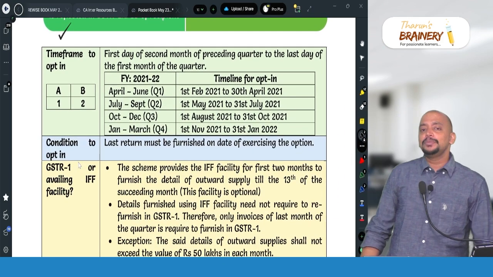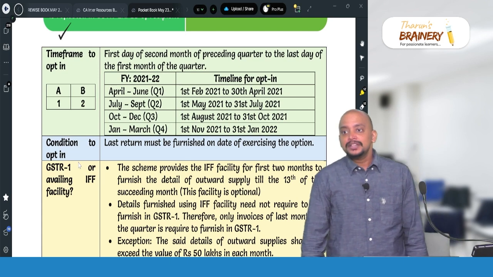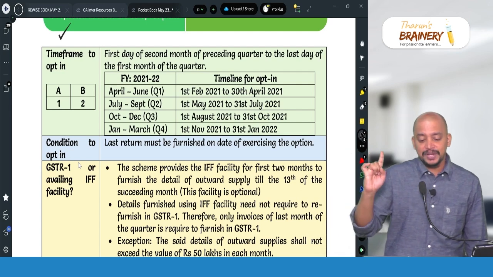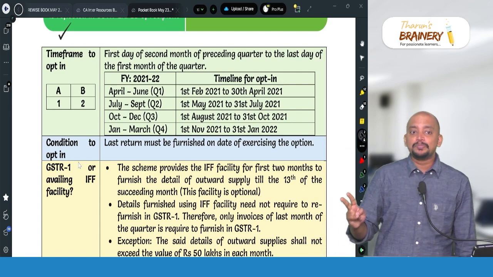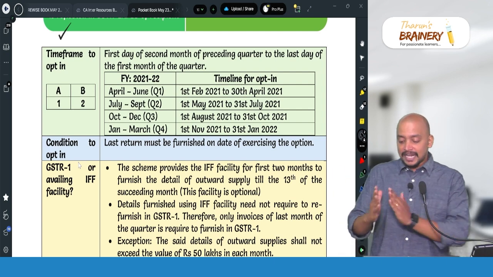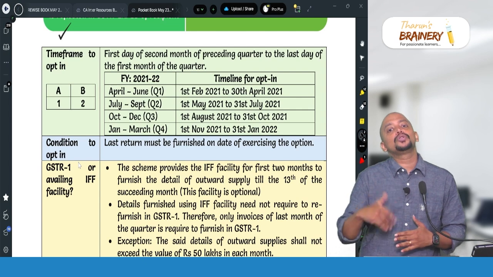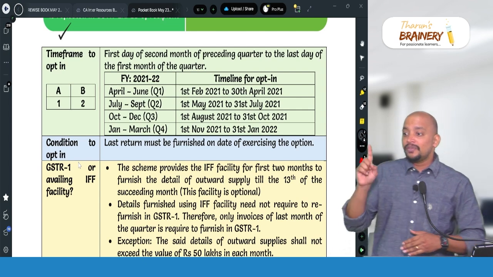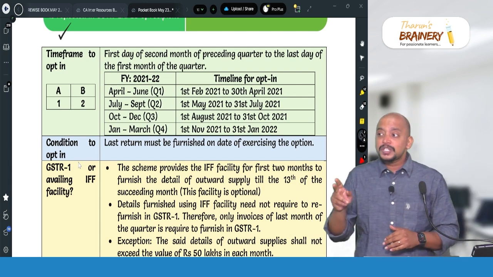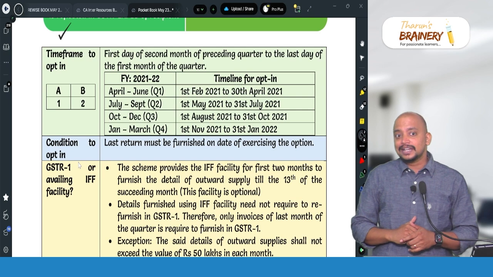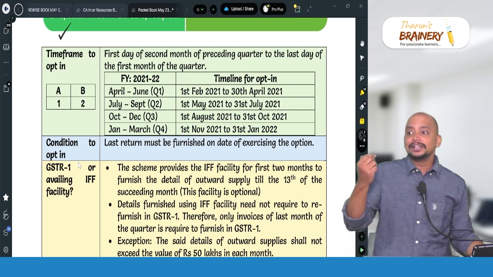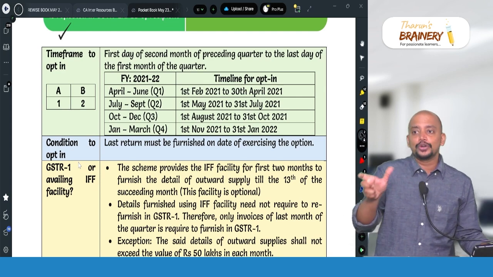And what is the time limit to opt into QRMP? Remember, A for after, B for before. 1 month after commencement of quarter and 2 months before commencement of quarter, they need to opt for QRMP. For example, for the July to September quarter, if I want to go for QRMP, what is the time limit? 1 month after commencement of quarter means July end, and 2 months before commencement of the quarter, that is May 1st. So from May 1st until July end, I can go into QRMP anytime.